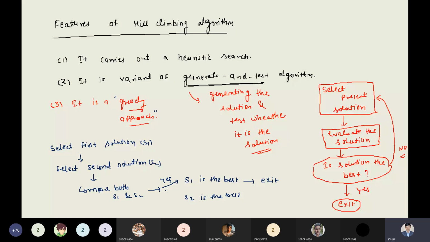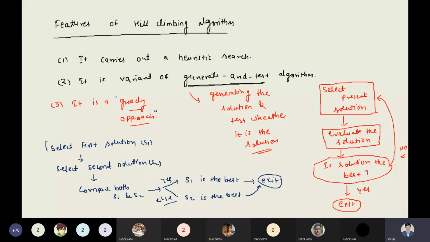If S1 is not better, then by default in the else condition, S2 will be the best. So after choosing this one, we can also exit. Okay, let me put it in a simple way.